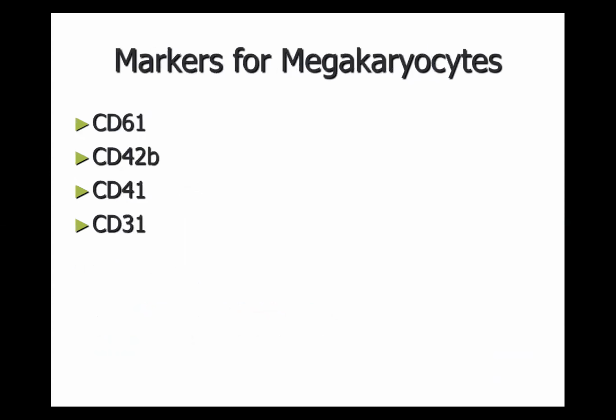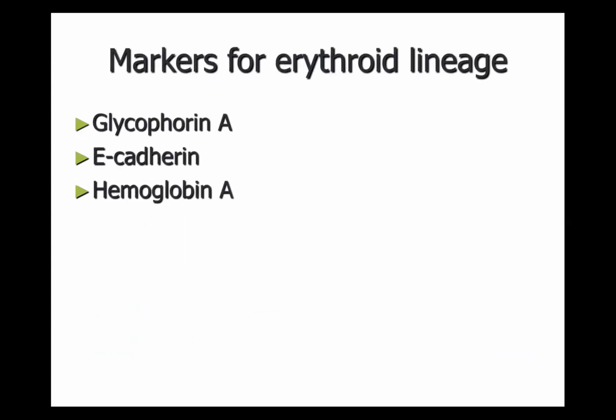Another review for the markers of megakaryocytes, CD61 is the one we usually do in our department, but there are others like CD41, CD31, and 42B. And the markers for erythroids are glycophorin A, E-cadherin, and hemoglobin A. Glycophorin A, again, stains red blood cells, so you want to evaluate only the nucleated erythroid precursors. E-cadherin has the benefit of only staining the immature erythroids.